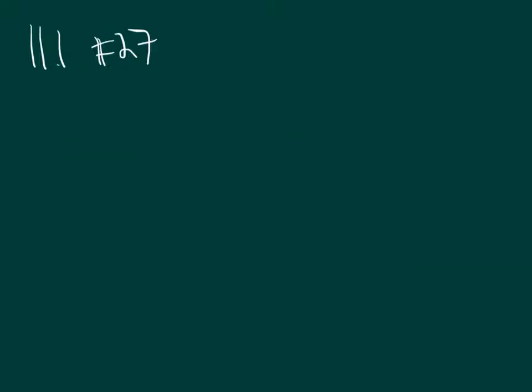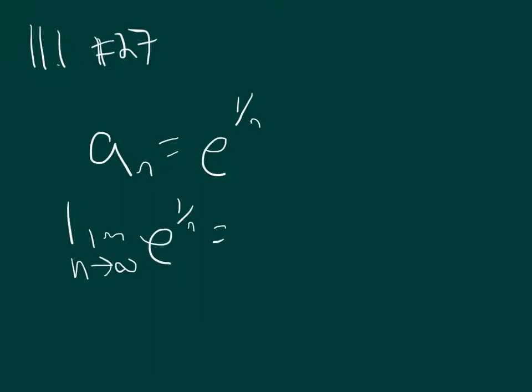Okay, so number 27 is a sub n is equal to e to the 1 over n. And again, if we look at the limit as n goes to infinity of e to the 1 over n, that's going to become e to the 0, which is 1. So this is convergent, and it converges to 1.